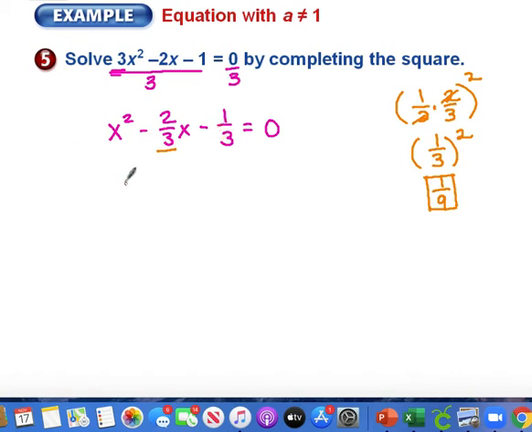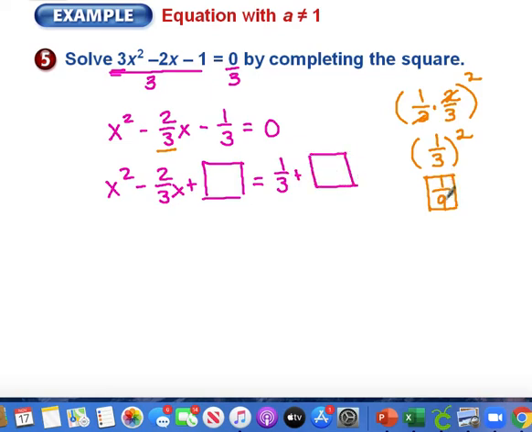So because of that, I'm going to move that 1/3 to the right-hand side by adding it to both sides. And now I'm ready to complete my square. 1/9 makes that a perfect square, so I'm going to add it to the left and to the right. Now I'm ready to factor.